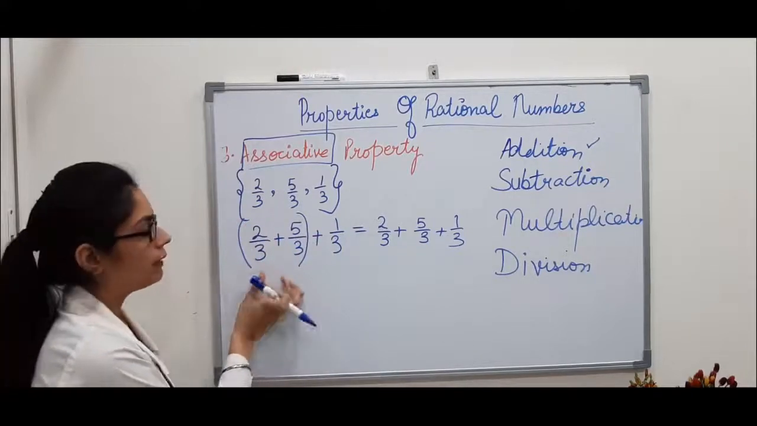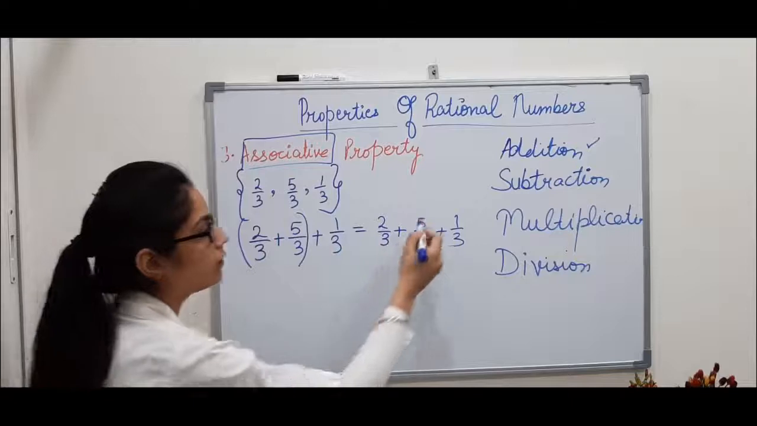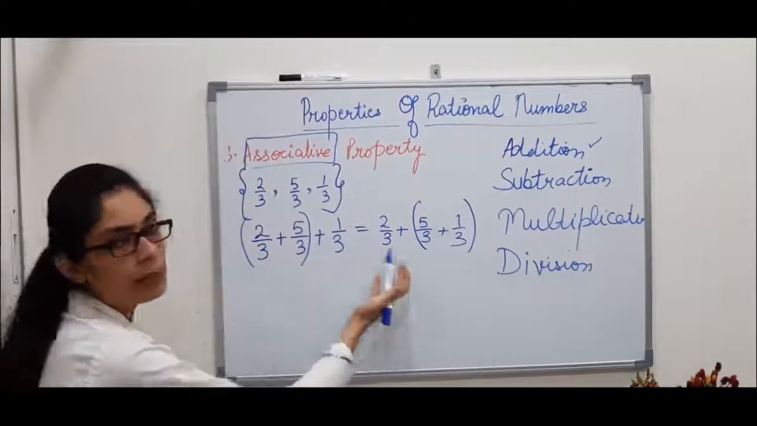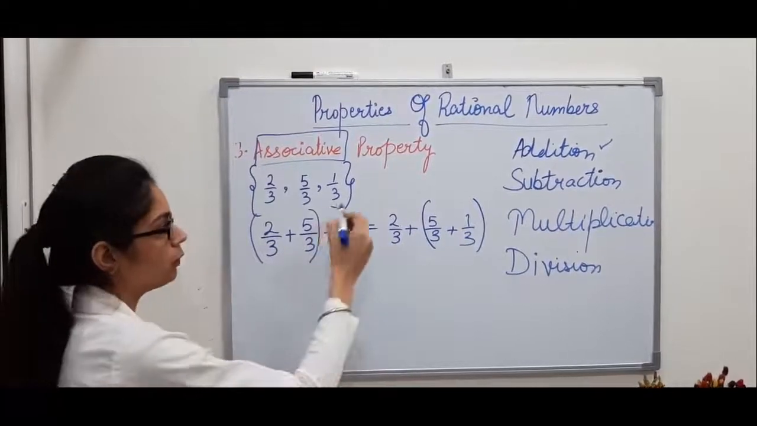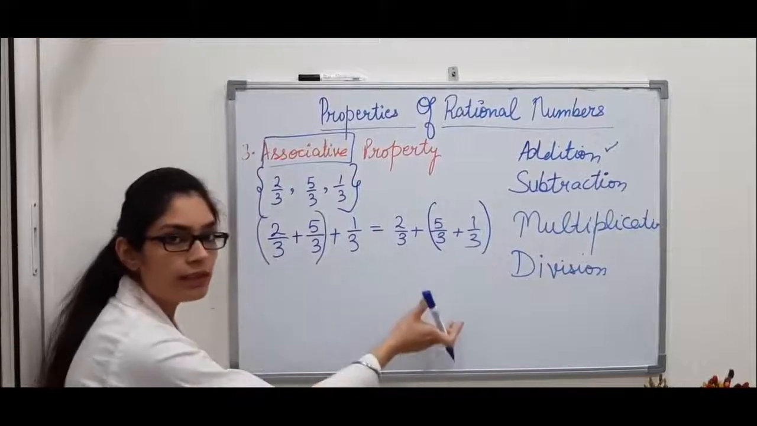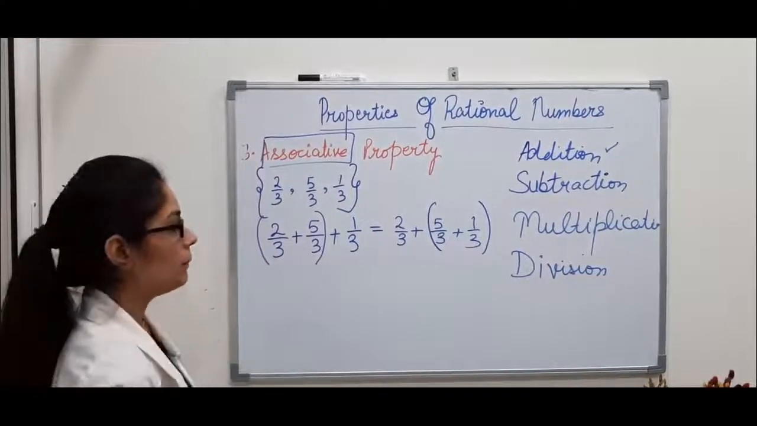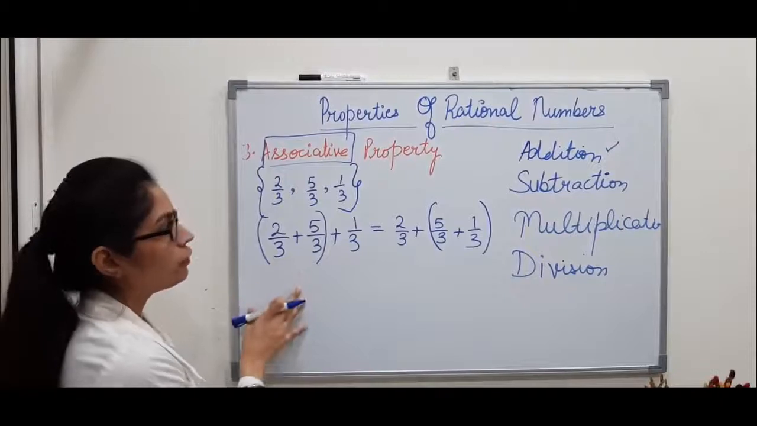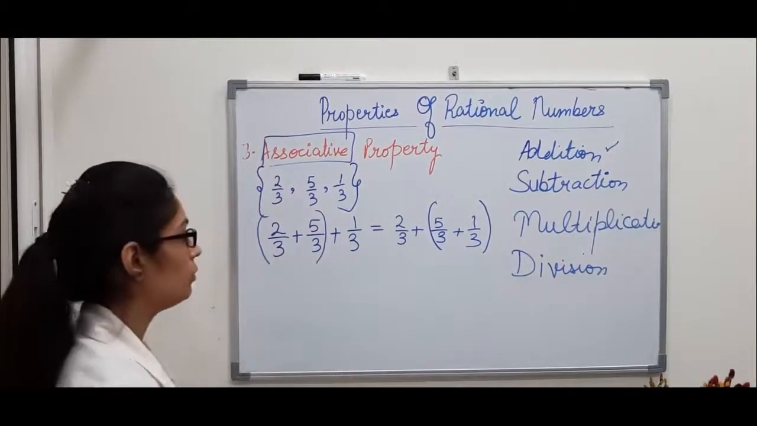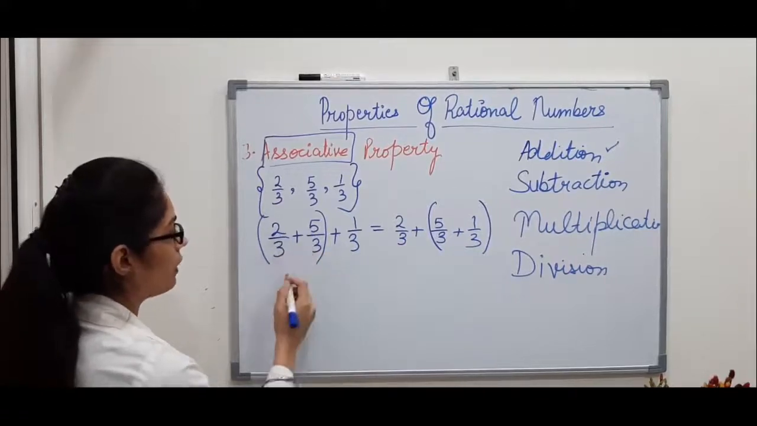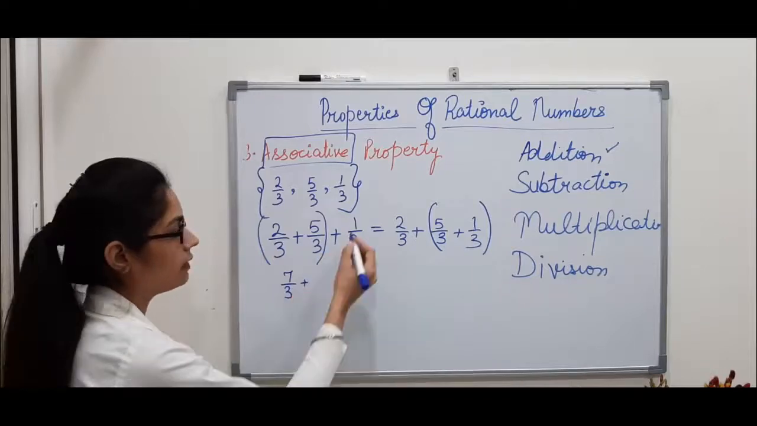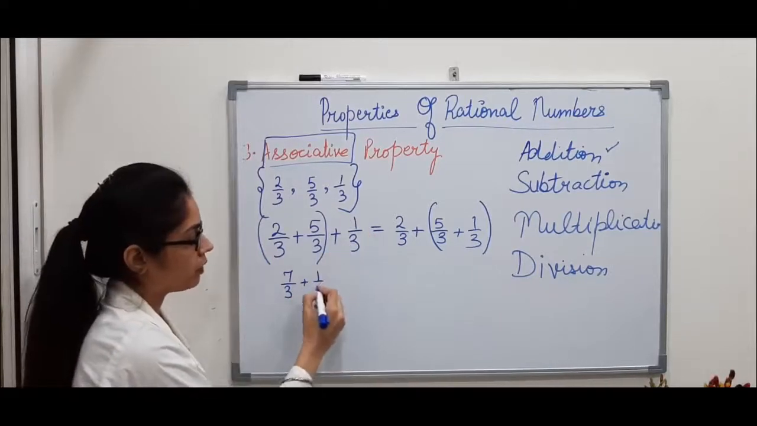First bracket should be on the first two terms, then I can put the brackets on the last two terms. This is my left hand side and this is right hand side. If the answer is the same for both the sides, that means rational numbers are associative under addition. So let's do it. 2 plus 5 is 7. 3 I will write as it is. Plus now I will write as it is, 1 by 3.